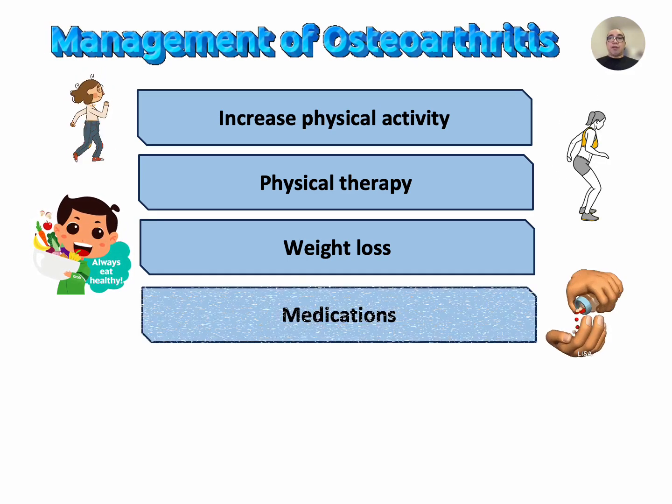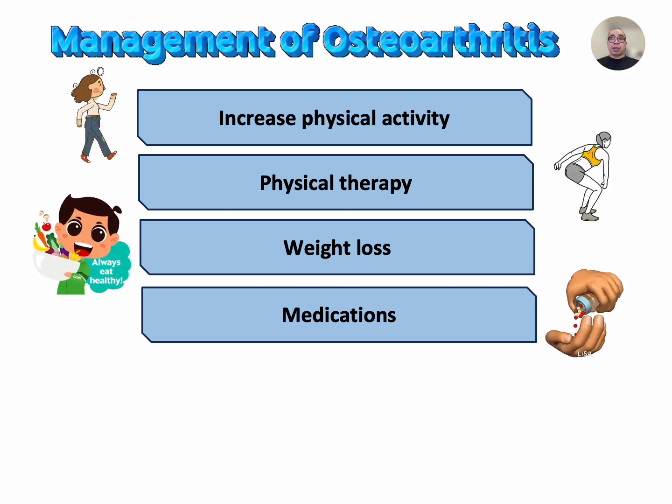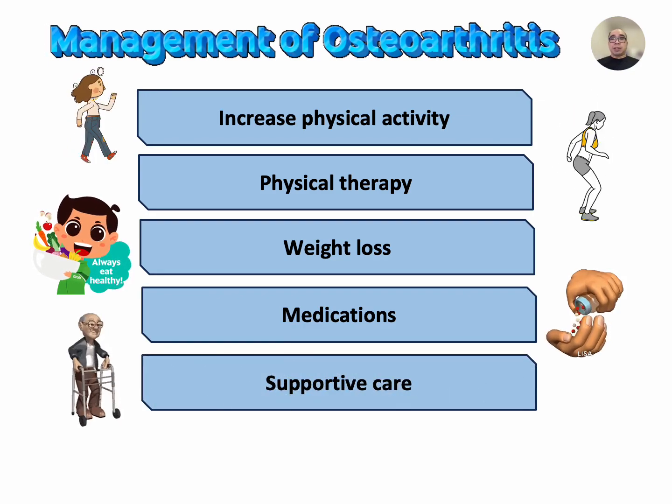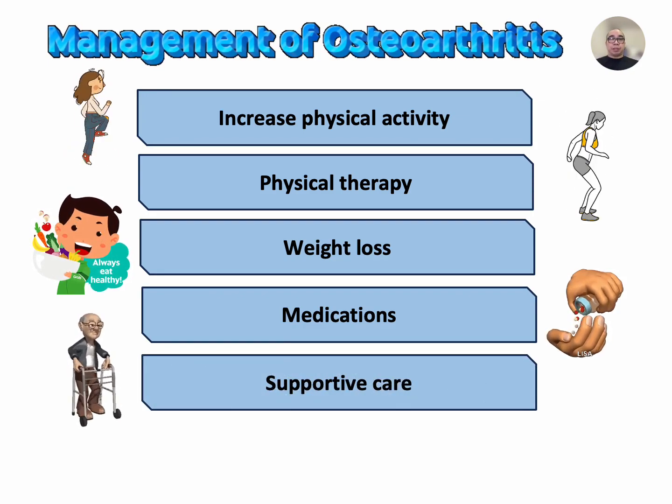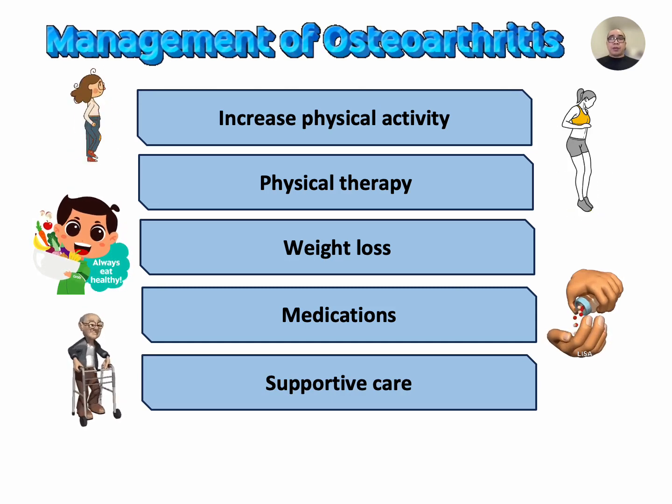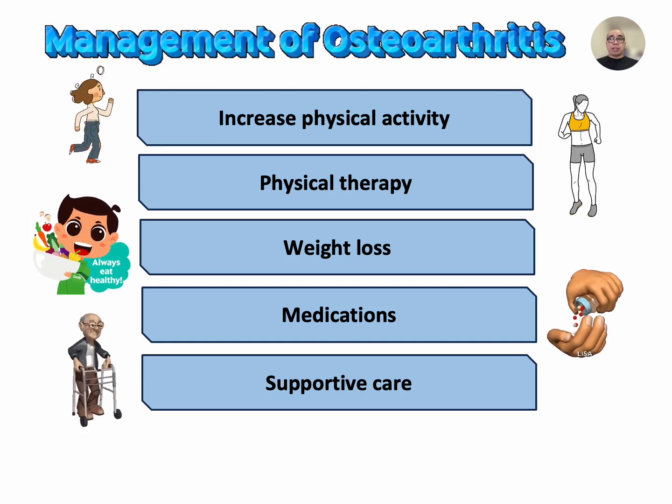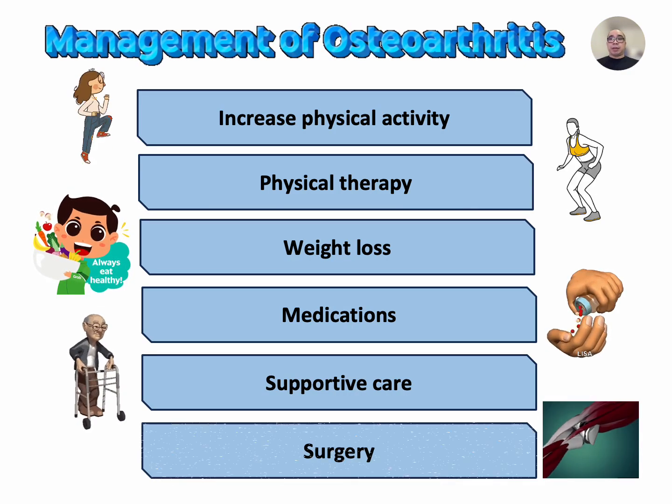Medications, including over-the-counter pain relievers and prescription drugs, will be discussed later on by Ms. Jennifer. Supportive devices such as crutches and canes help patients with ambulation. If other treatments are not helping and if the joint is damaged extensively, some people may have surgery.